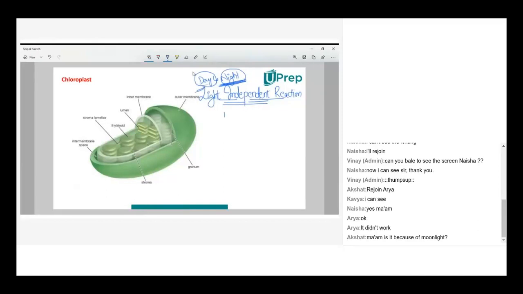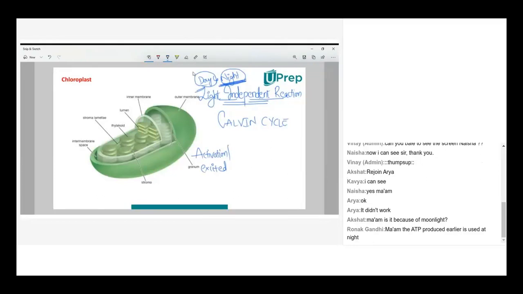Now what happens in the light-independent reaction? This we already discussed while we discussed the Calvin cycle. Moonlight? No, Akshay, it's not because of moonlight. Light is not at all required. See, light is required only for activation, the excitation of a molecule. The molecule gets excited and it will release electrons which will be transferred into energy. For production of ATP only, sunlight is required. Then there is no need of sunlight.